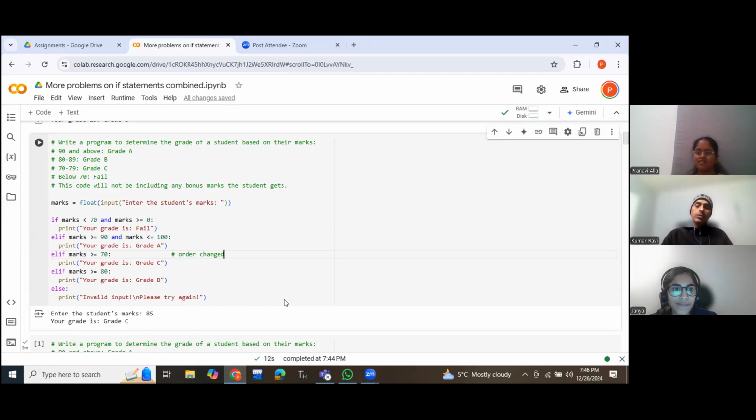Like what I'm telling you, in order to avoid such a mistake, like the order of the elif, or you can say the range of the marks, right? We are putting 70 on top and then 80 is going down. So 80 will not execute at any cost, because 70 will stop it, right? Always this 70 will be true, because whatever number is more than 80 will be more than 70 also, right? So that's why we should be careful.